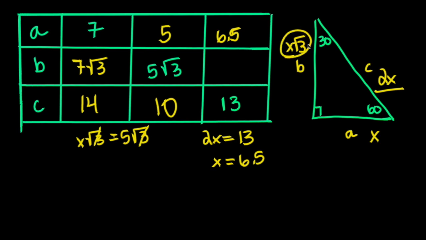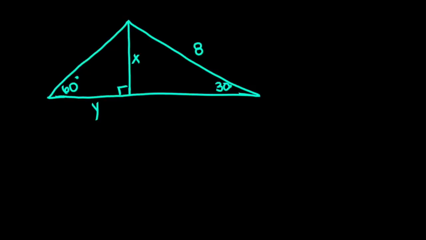So if we replace 6.5 in this formula, we're going to get 6.5 times the square root of 3. Alright, so now we're going to go ahead and use the information that we learned earlier in this video to solve for the lengths of x and y. So let's go ahead and get started.